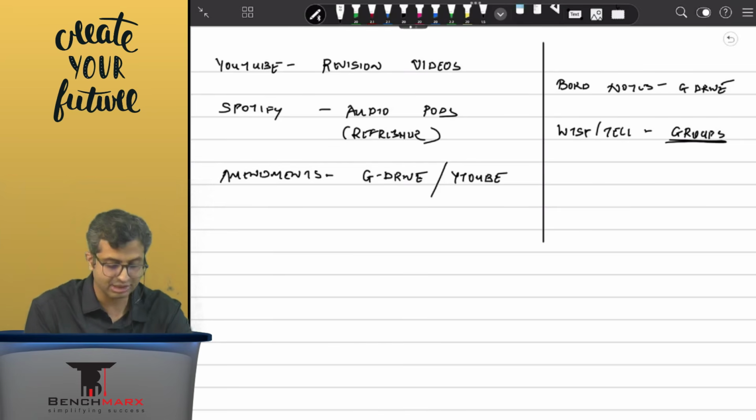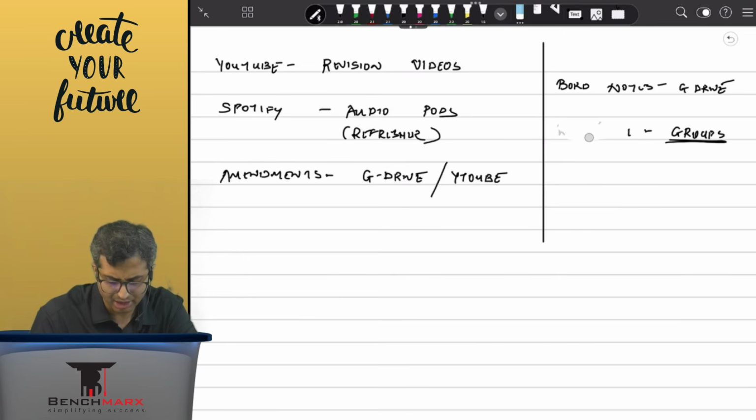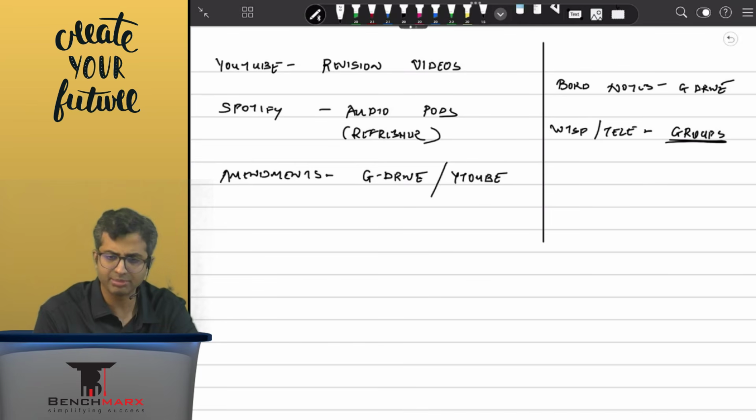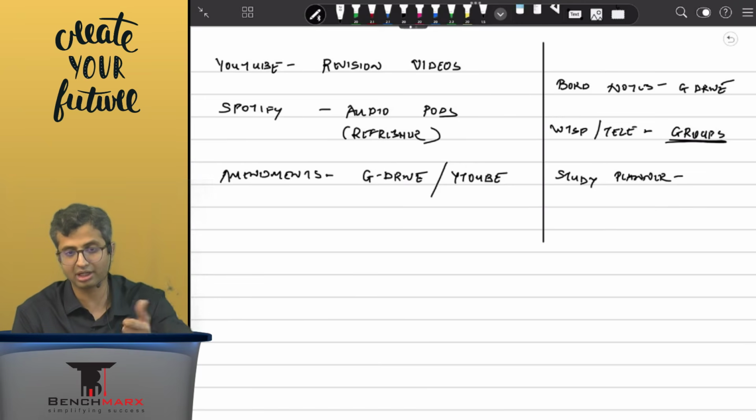Amendments, whatever changes there are, will be on your Google Drive and YouTube. If you have doubts, WhatsApp as well as Telegram is where your doubts will be resolved. Board notes will be there on your Google Drive. Apart from that, throughout the course I'll tell you, but there will be a study planner, which is especially helpful for the G Drive students more than the face-to-face students.